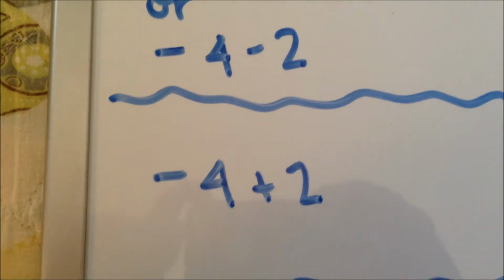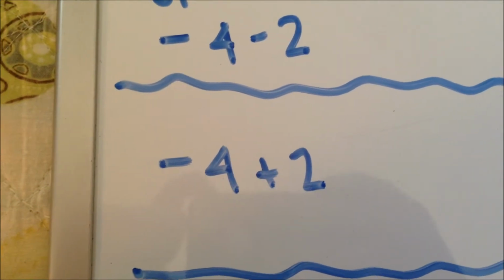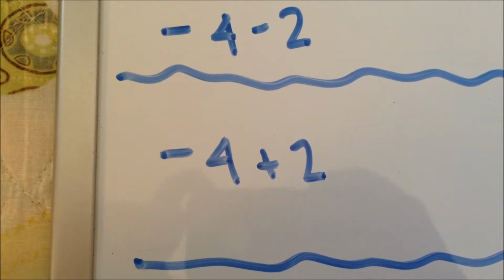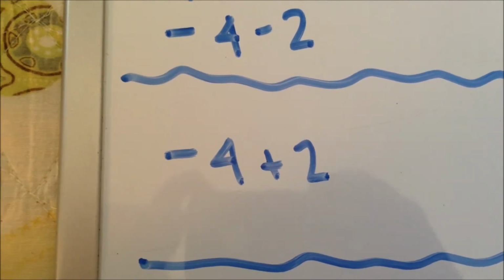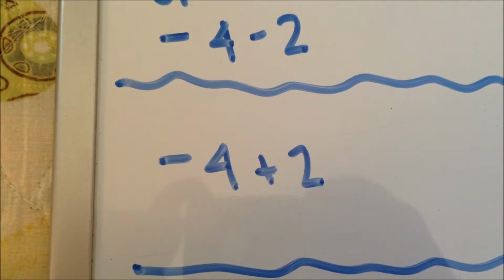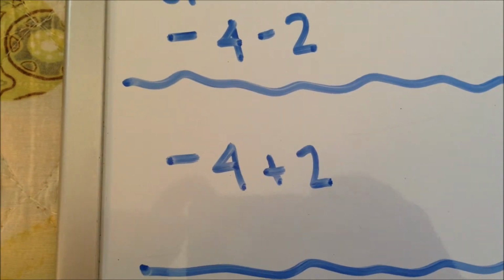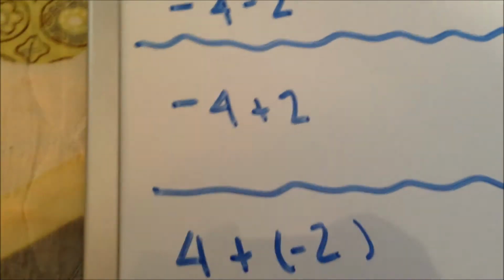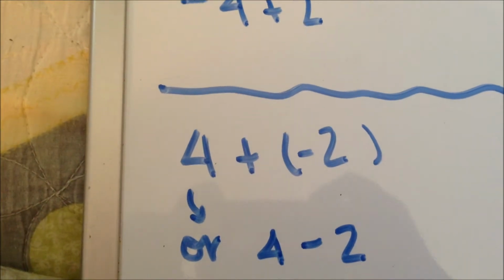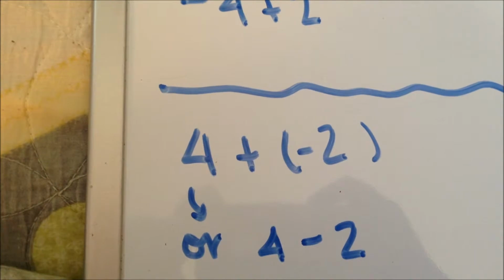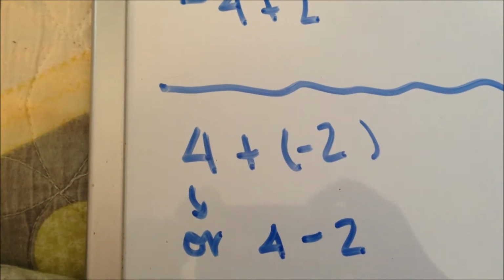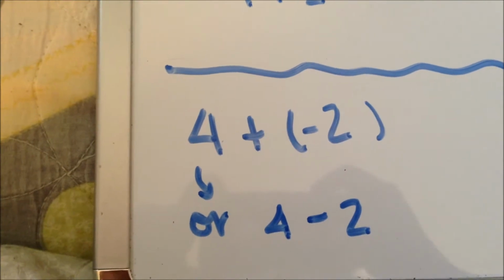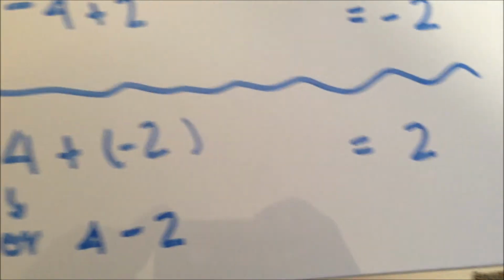Negative 4 plus 2, they have different signs. The 4 is negative, the 2 is positive. Therefore, you're going to find the difference or subtract. You do 4 minus 2, which is 2, but your answer is negative because the 4 is negative. And then finally, 4 plus negative 2 or 4 minus 2, because when you have plus a negative, that becomes a minus. That is simply 2. And again, different signs, difference.